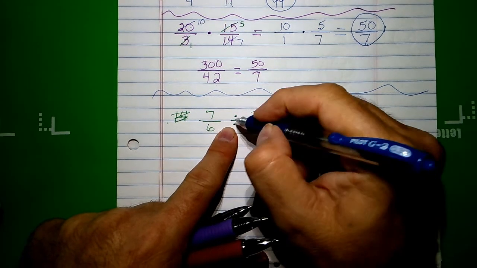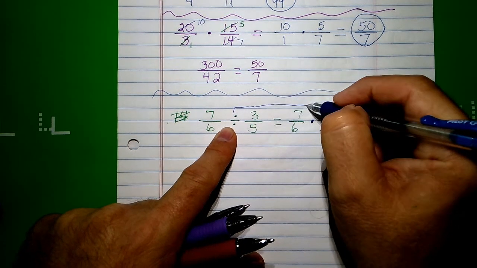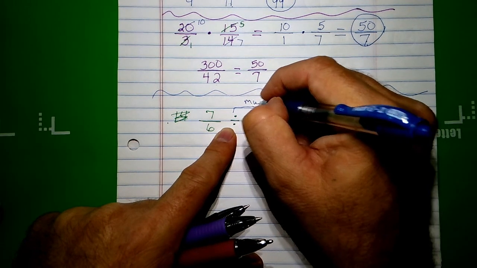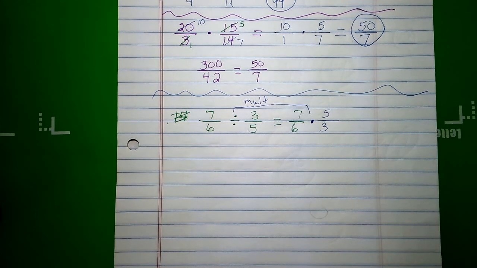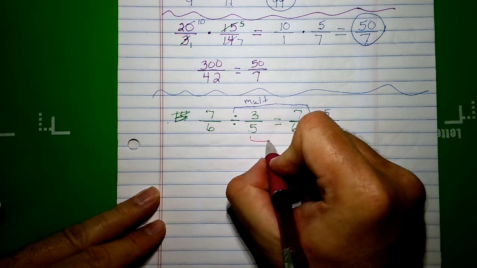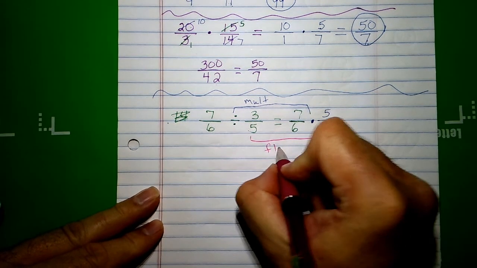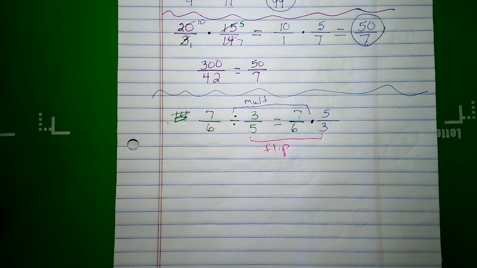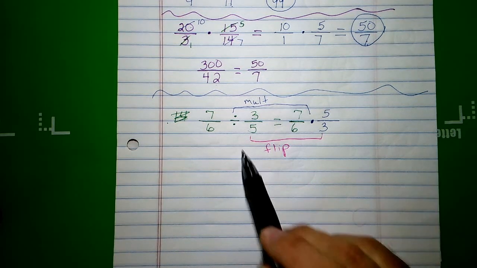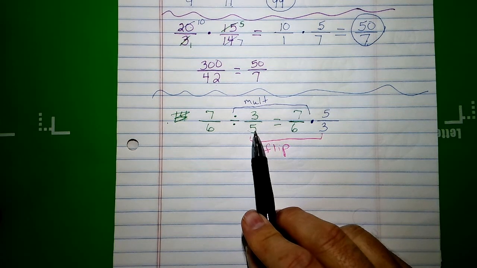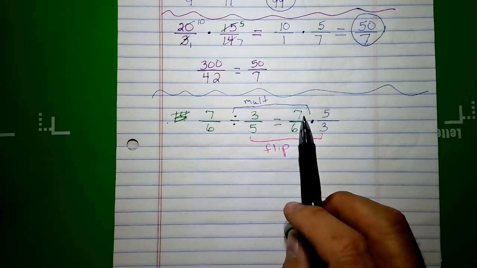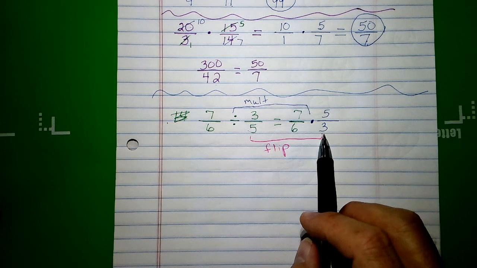Okay? So you change the division to multiplication. And then you change the 3 over 5 to 5 over 3. You flip it. Okay? That's how you do all fraction division. You rewrite it as multiplication by flipping the second fraction. Okay? So write it 7 over 6 times 5 over 3.